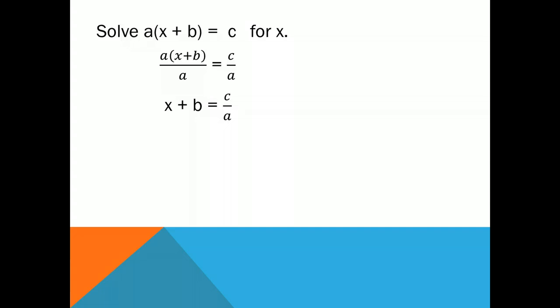Well, if I have x plus b is equal to c divided by a, how do I undo the plus b to get the x all by itself? I undo a positive b with a negative b, subtracting b from both sides. X is equivalent to c divided by a minus b.